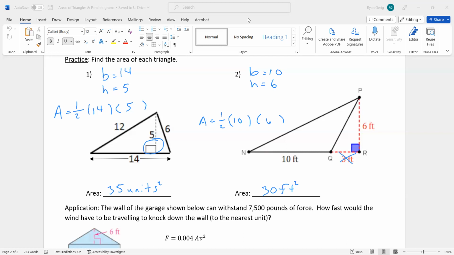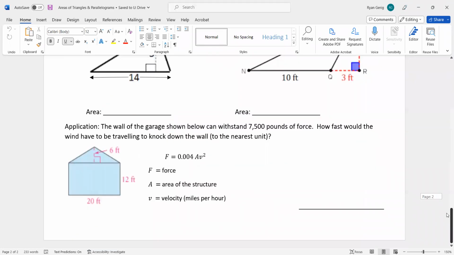All right. Last one, a little bit of an application here. The wall of the garage shown below can withstand 7,500 pounds of force. How fast will the wind have to be traveling to knock down the wall to the nearest unit? So there's my formula. F is the force. We know that. That's 7,500. That's what it can withstand. The area of the structure is the big A, and the velocity is what we're looking for. So we don't know that one yet. We're looking for that one.